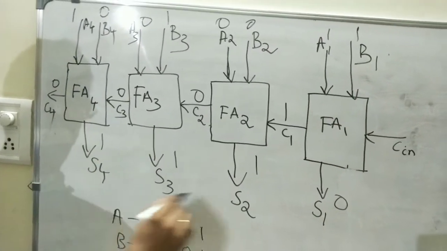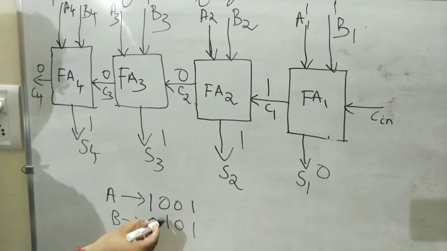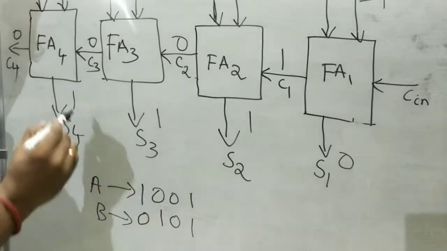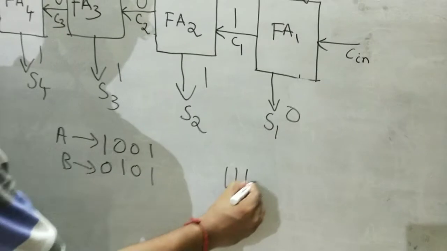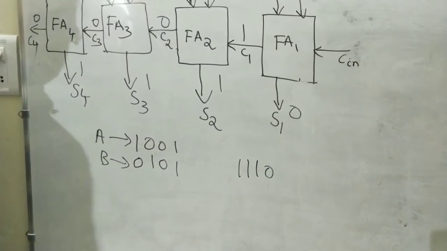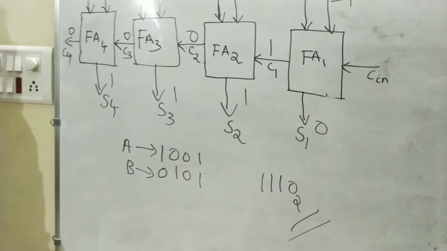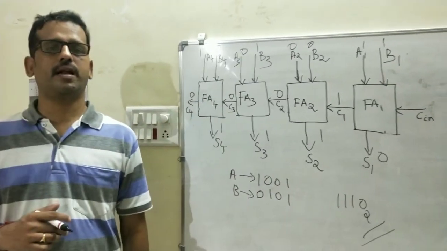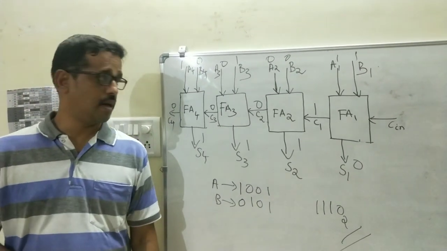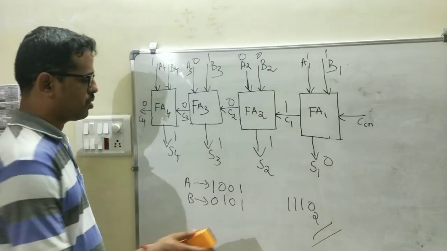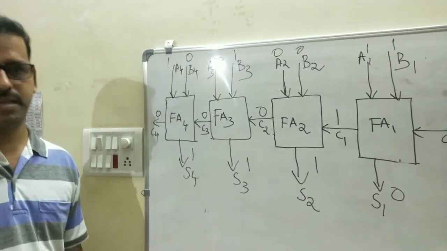Our sum bits would be the required result. You can see here 9 plus 5 is 14. What will we be getting? 1110 is nothing but 14 in binary. This is how we need to perform the n-bit adder. Is it clear? Next we'll go on to discuss the n-bit subtractor in the coming class. Thank you.